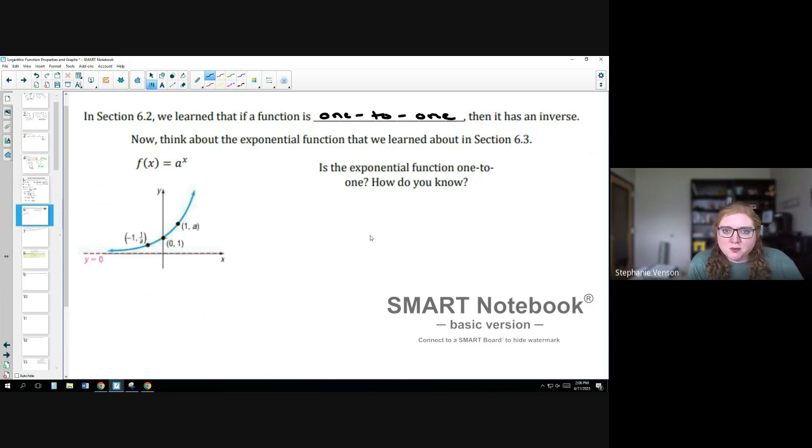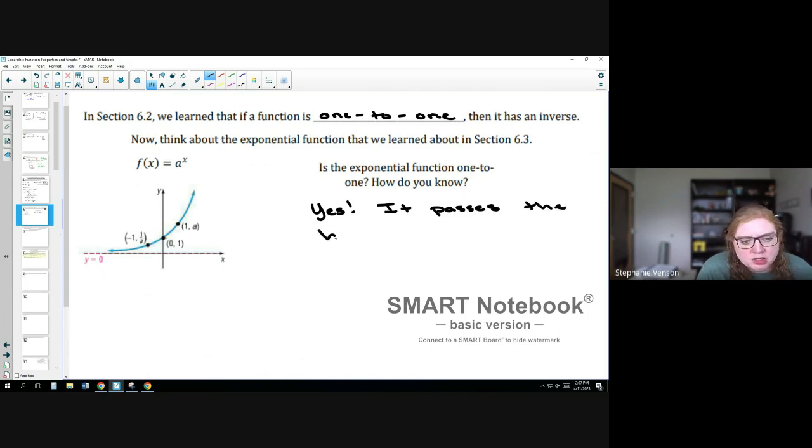So let's take this space to answer the question. Is the exponential function 1 to 1? We're going to say yes, it is 1 to 1. And when it says, how do you know? The answer is it passes the horizontal line test.